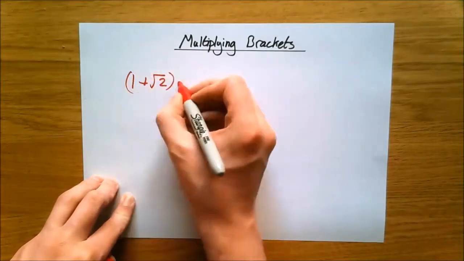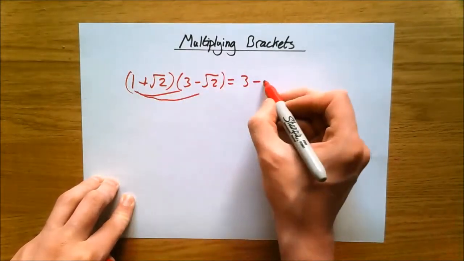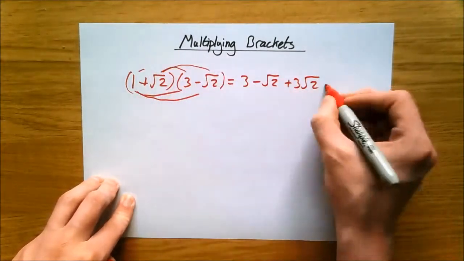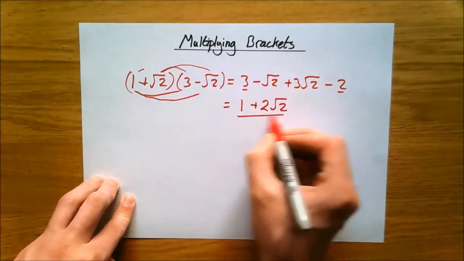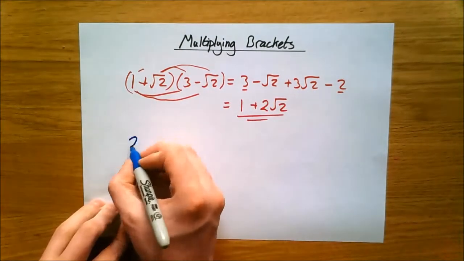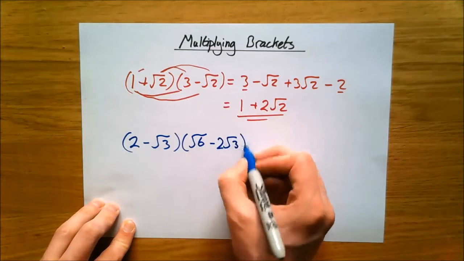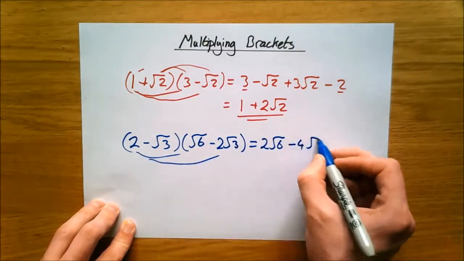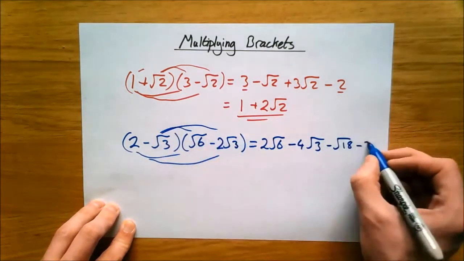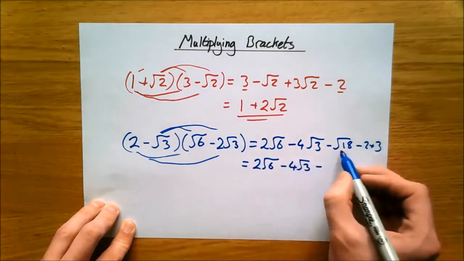Multiplying brackets is a simple process, just like when we multiply out brackets. The trick is, when multiplying two numbers together, first multiply the numbers and then multiply the surds. Never multiply a number by the surd inside, i.e. 2 times the square root of 3 would not be the square root of 6.